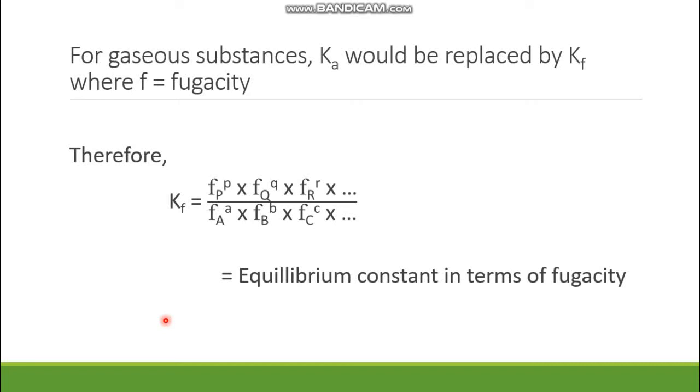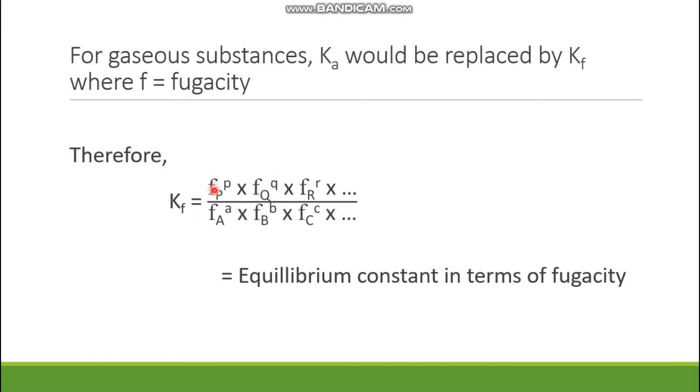Now let us move on to the same expression for the gaseous substances. Okay, now gases are generally real gases, and in case of real gases, activity can be replaced by the term fugacity, and similarly the chemical equilibrium Ka can be written as Kf. That means fugacity chemical equilibrium. Okay, so this is actually fugacity of P to the power number of moles of P, fugacity of Q to the power number of moles of Q.